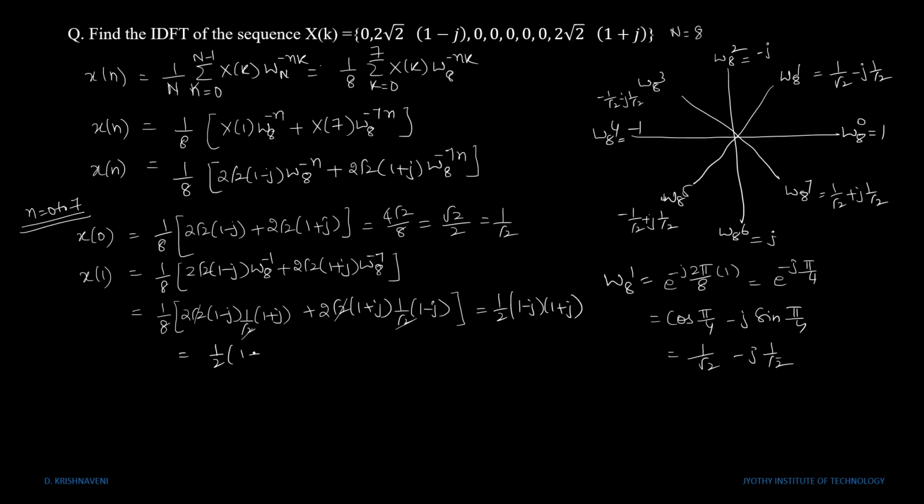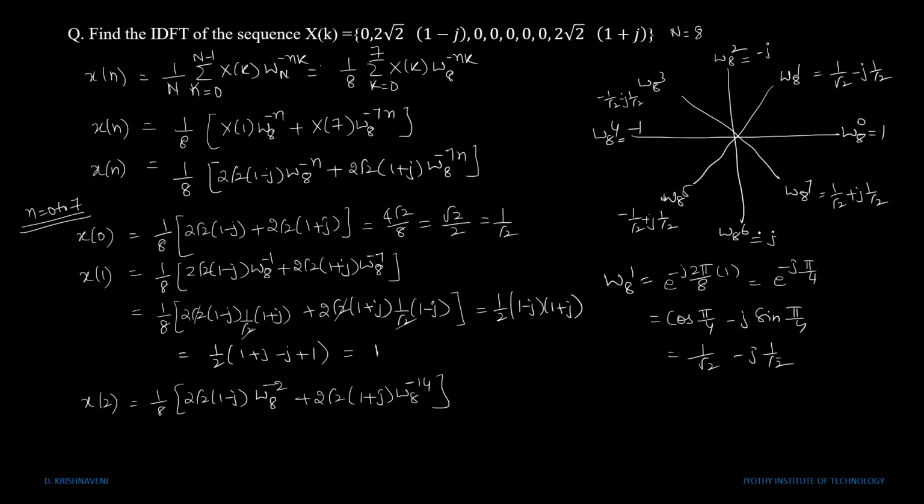When we multiply we'll get 1 plus j minus j plus 1, that is 2 by 2 or 1. Similarly if we solve, x of 2 will be 1 by 8, 2 root 2 into 1 minus j w8 to the power of minus 2, plus 2 root 2 into 1 plus j into w8 to the power of, when I substitute 2 I will get minus 14 here. So w8 to the power of minus 14 is equal to, 14 can be written as 8 plus 6. So w8 to the power of minus 14 is equal to w8 to the power of minus 6.